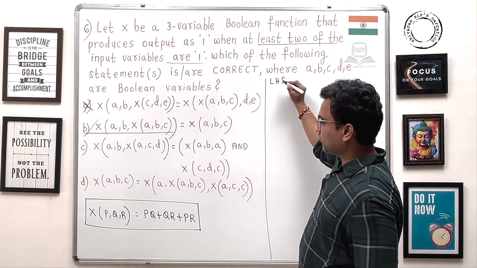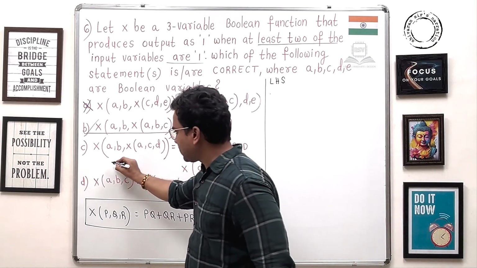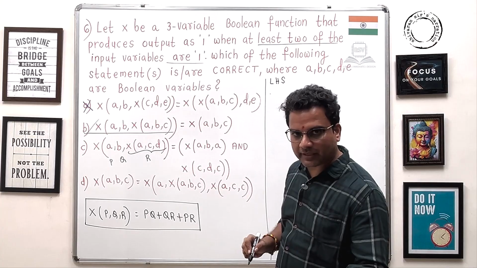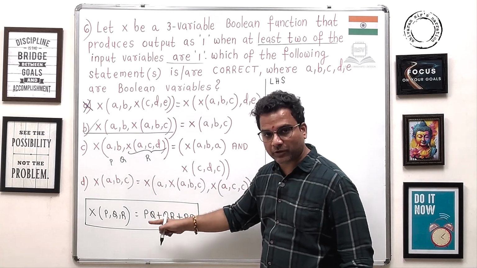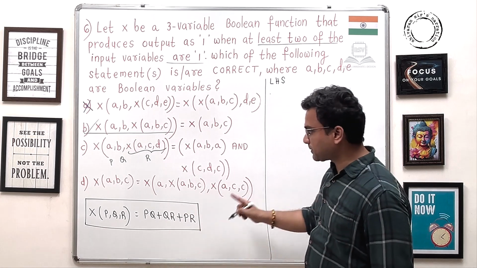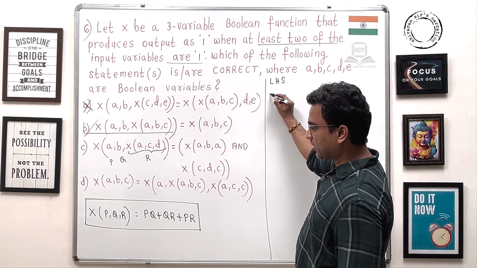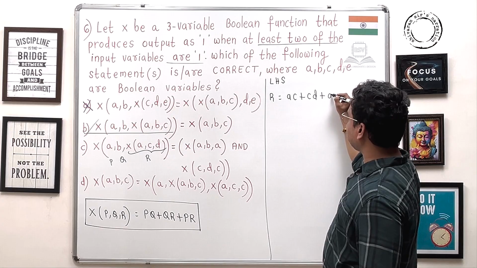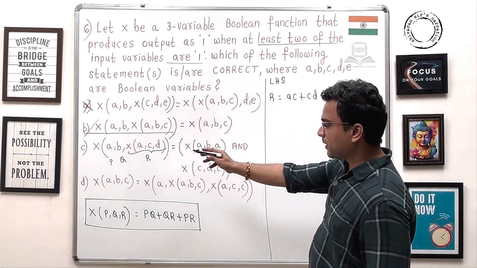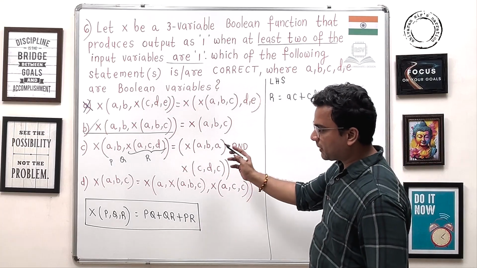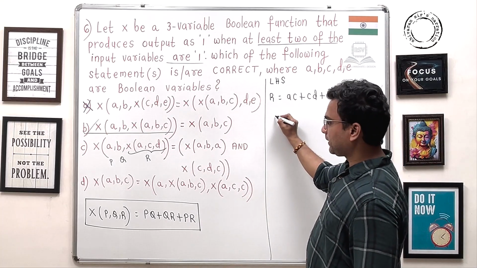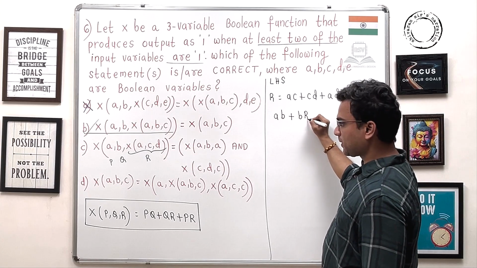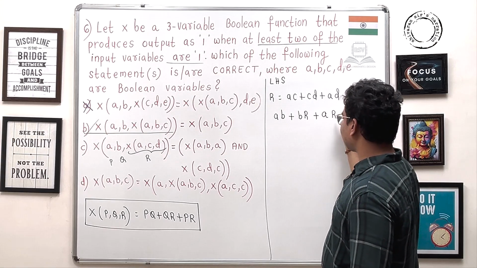Okay. So if I take, I can write directly here, this is P, this is Q, and this is R. For better understanding, guys, I have rewritten this: x of P, Q, R is equal to PQ plus QR plus PR. As per this, guys, what is R? AC plus CD plus AD. Now if you take this as PQR, then x of P, Q, R as per this is AB plus B into R plus A into R.